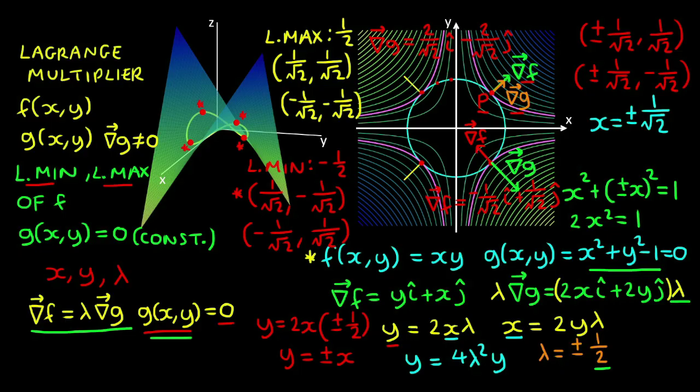And furthermore, we can see the circular curve is tangent to the level curve at the local maximum. So recall the gradient of f along a level curve of f is perpendicular to the level curve at every point on a level curve.